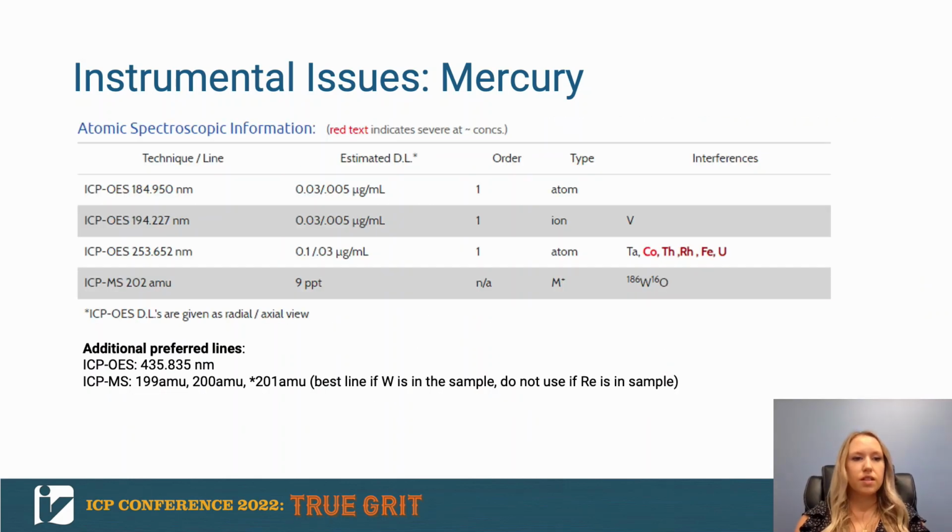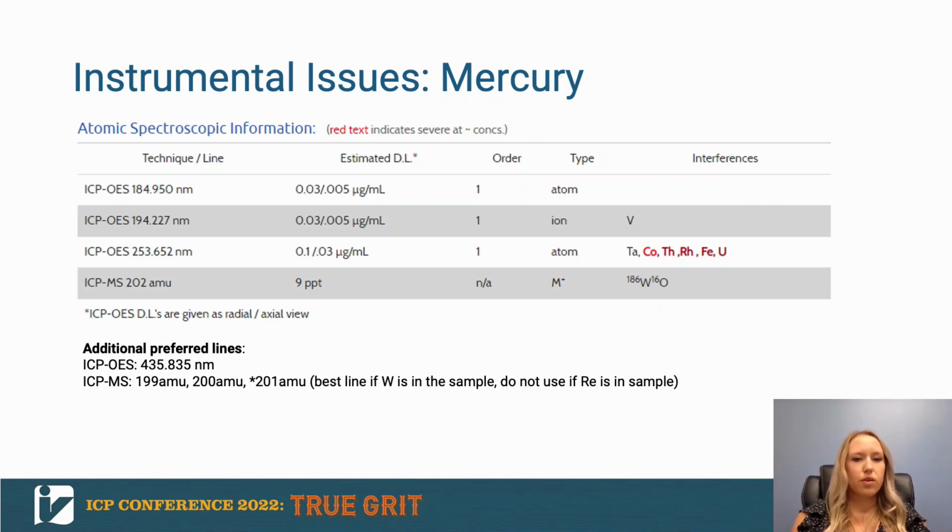So this table gives the recommended wavelengths and masses for mercury on ICP OES and mass spec, along with the interferences you can expect to see at those lines. So an additional line you can use for ICP OES is the 435 wavelength. And then I also gave some additional masses that you can look at for mercury on mass spec.